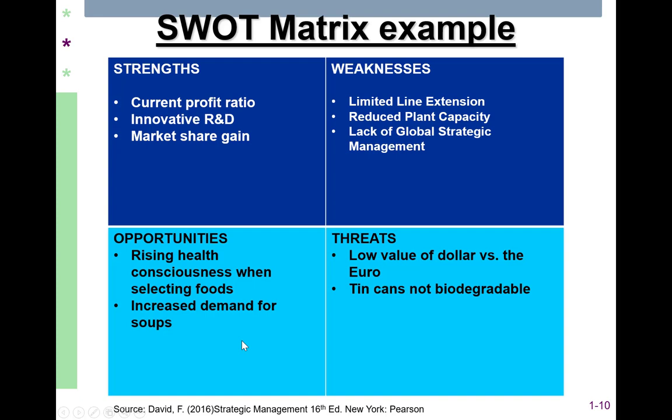There are some opportunities out there externally. Health conscious people want to select good health conscious foods. The demand for soups has increased in this particular time frame. And last but not least, the low value of the dollar versus the euro, so you're looking at an international thing. And threats: tin cans are not biodegradable. So what do you do? This was probably generated using some sort of brainstorming and data.